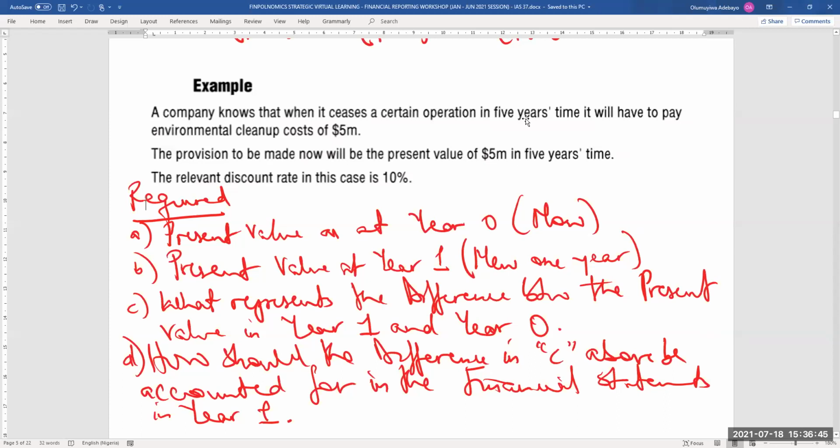Okay, let me read it. For example, a company knows that when it ceases a certain operation in 5 years' time, it will have to pay environmental cleanup cost of $5 million. The provision to be made now will be the present value of $5 million in 5 years' time. The relevant discount rate in this case is 10%. Required, find the present value at year 0, which is now, the present value at year 1. What represents the difference between the present value in year 1 and year 0? How should the difference in C above be accounted for in the financial statements in year 1?